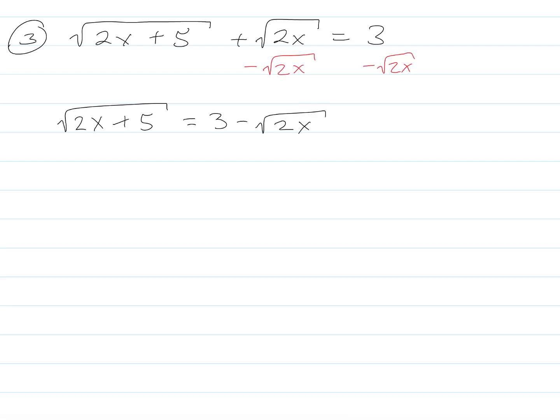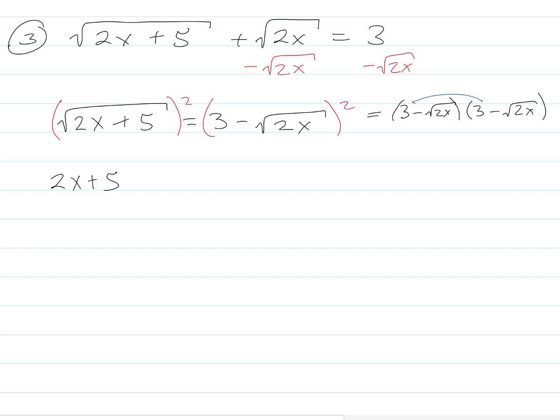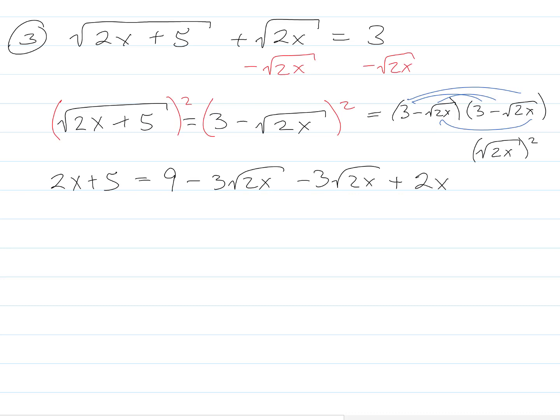All right, so now that we've got the square root isolated on the left, let's go ahead and square both sides. So on the left, we just have straight up 2x plus 5. If it helps to write it out again, of course, you can go ahead and write this out. So over here on the right is 3 minus root 2x times 3 minus root 2x. So I can go ahead and FOIL that out first. It's going to be equal to 3 squared, which is 9. Outer and inner are both the same. They're both going to be minus 3 root 2x, minus 3 root 2x. And then last is going to be plus root 2x times root 2x, which is the same thing as root 2x squared, which is the same thing as just 2x by itself.